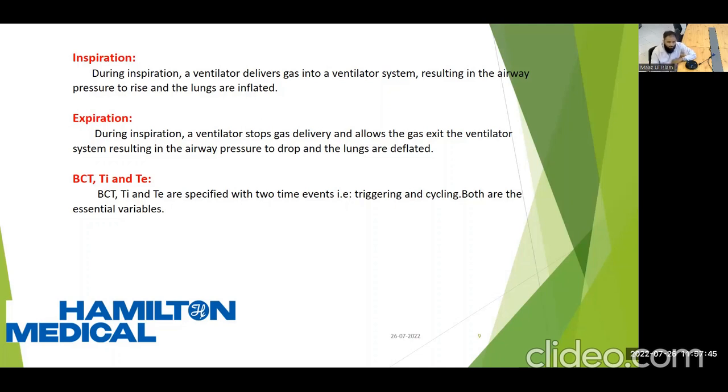And what is the phenomenon of BCT, TI, and TE? BCT, TI, and TE are specified with two time events. Number one is triggering and number two is cycling. Both are essential variables. Basically, BCT, TI, and TE are related to triggering and cycling. At the end of the presentation, I will share some questions with you and also give answers.